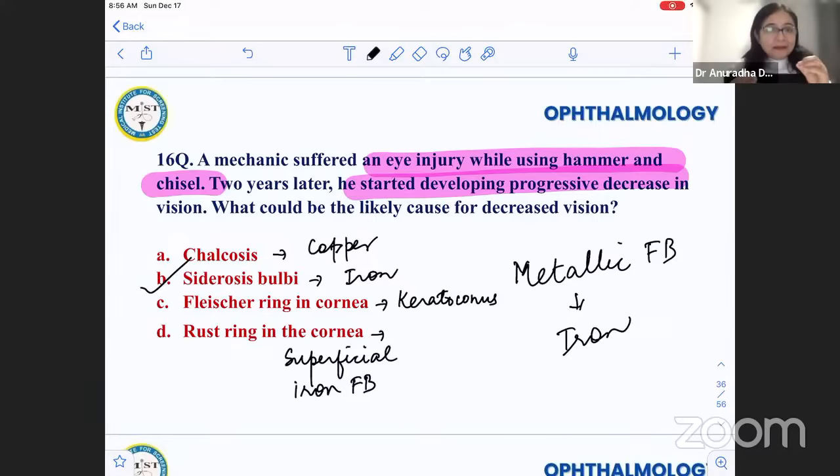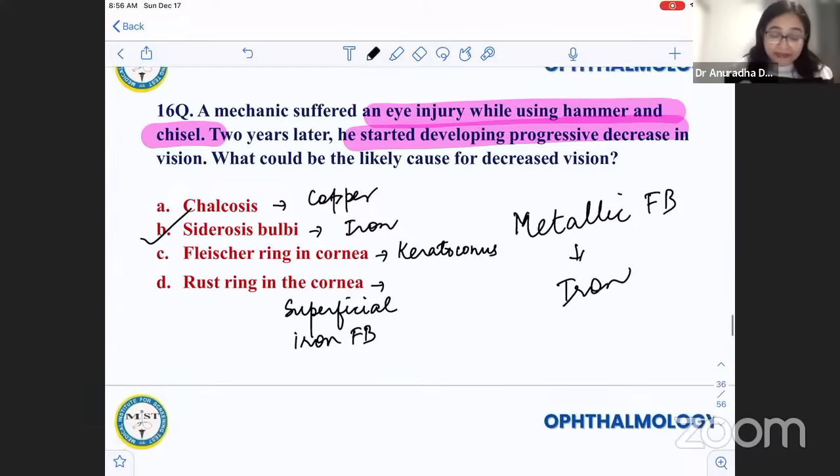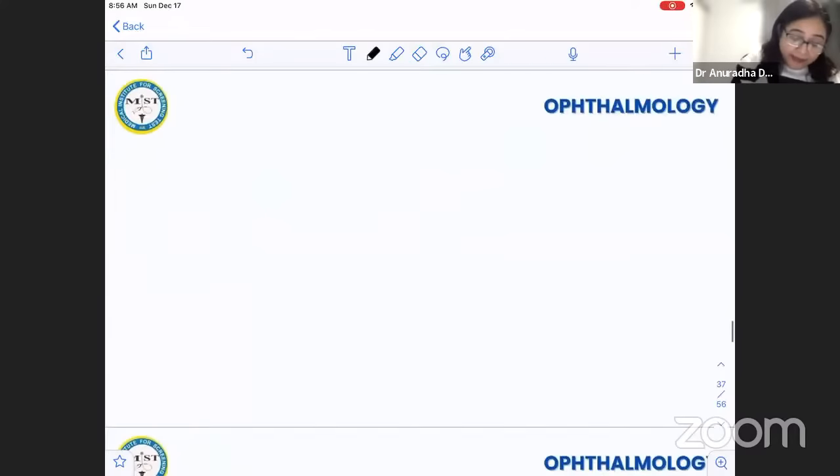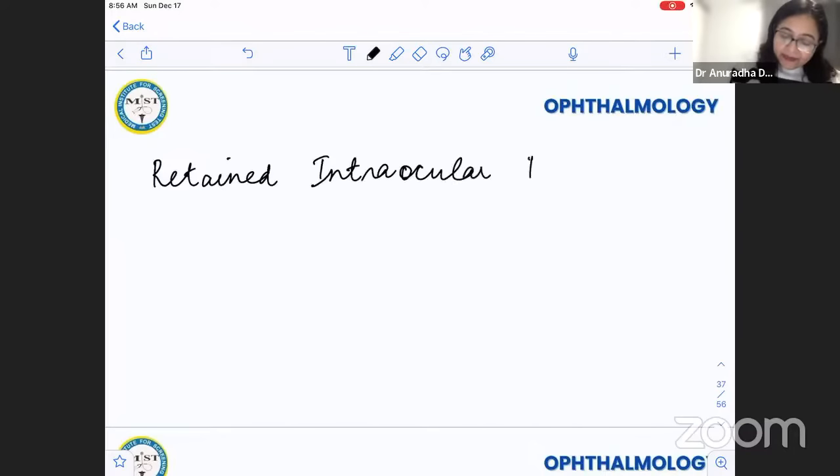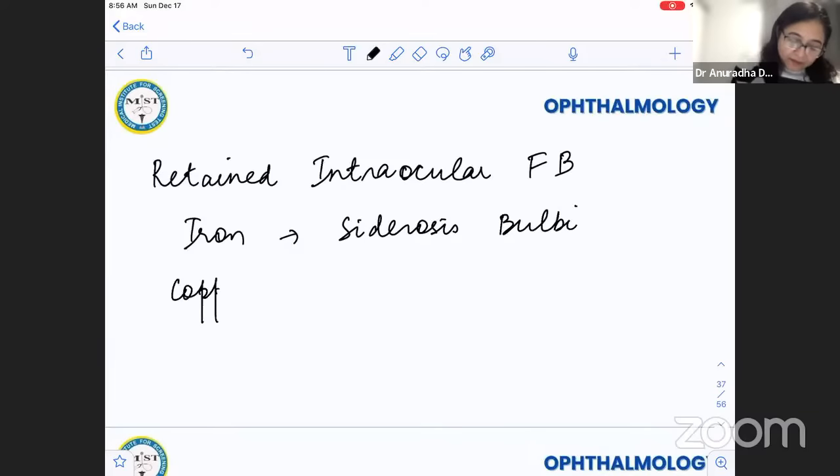Siderosis bulbi is a condition in which, because of the retained intraocular foreign body, retained meaning it stayed inside the eye. There was a foreign body which was not removed, retained intraocular foreign body. If it is iron, then it causes siderosis bulbi. If it is copper, then it causes the copper deposition, which is called chalcosis.